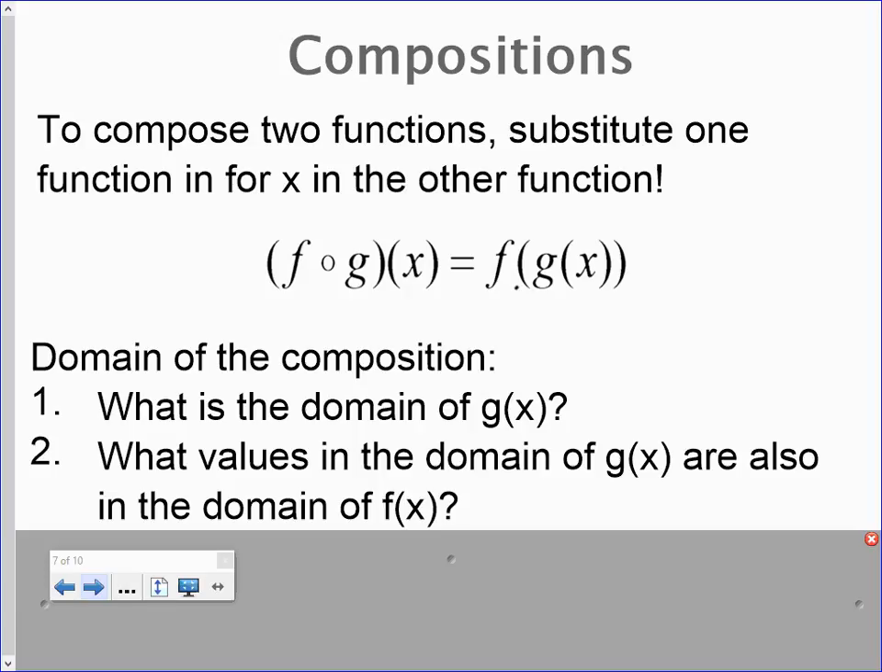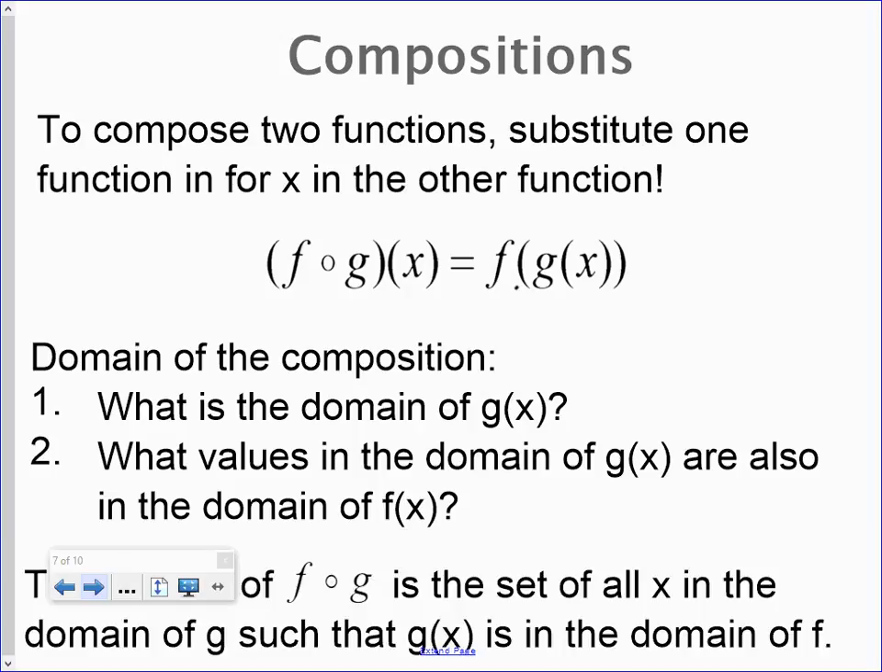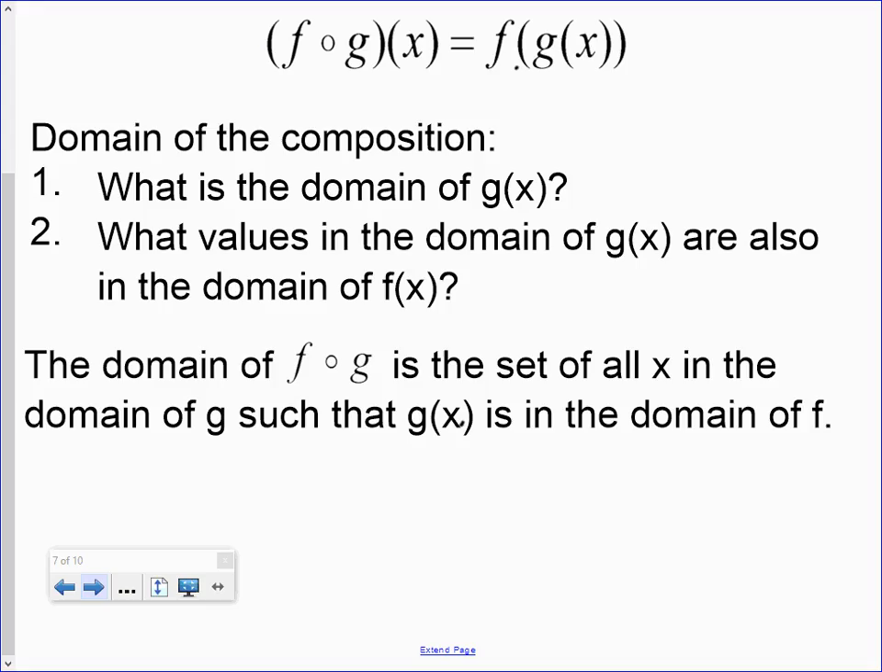The final thing to think about is what's in the domain of the composition. You'll choose the set of all x's in the domain of g such that g of x is in the domain of f. And then you also check with your f of g of x function. So you've looked at them individually, and you've looked at what's their overlap. Now you need to see what parts of that overlap agree with the new function created by the composition.